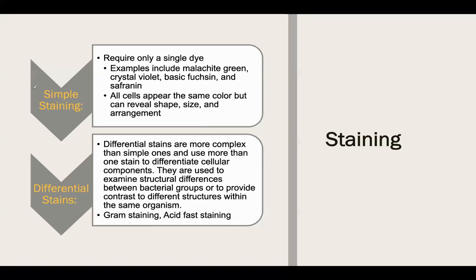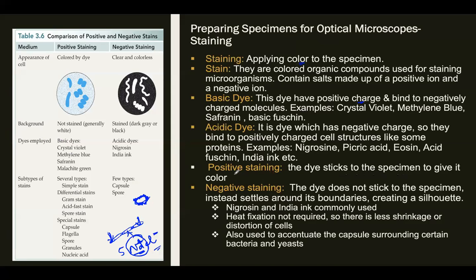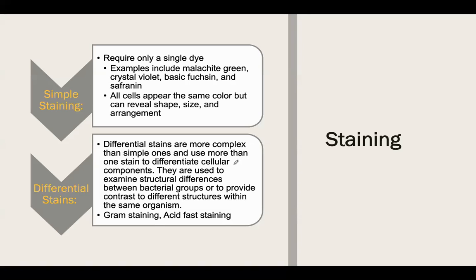Now, there are two different types of staining: simple stain and differential stain. Again, we are into the process. On the previous slide, we talked about positive and negative staining, meaning we are giving the specimen the color or we are giving the background the color. Over here, there are two ways to process, simple and differential staining, based on how many stains we are going to use.